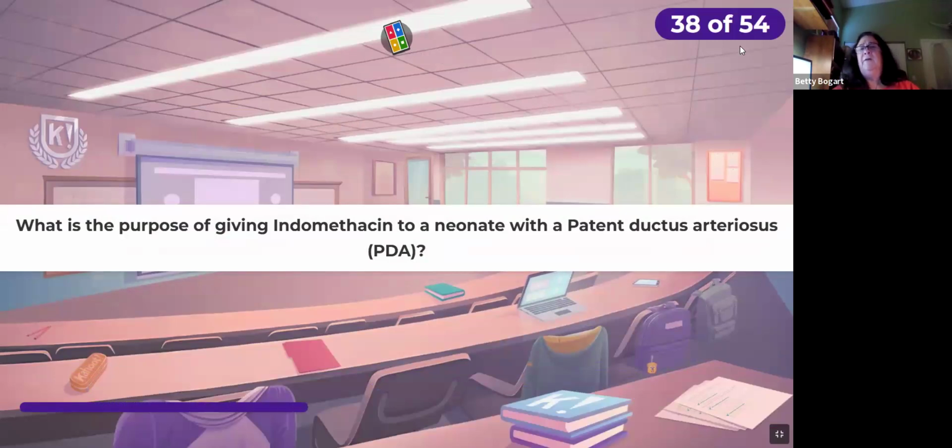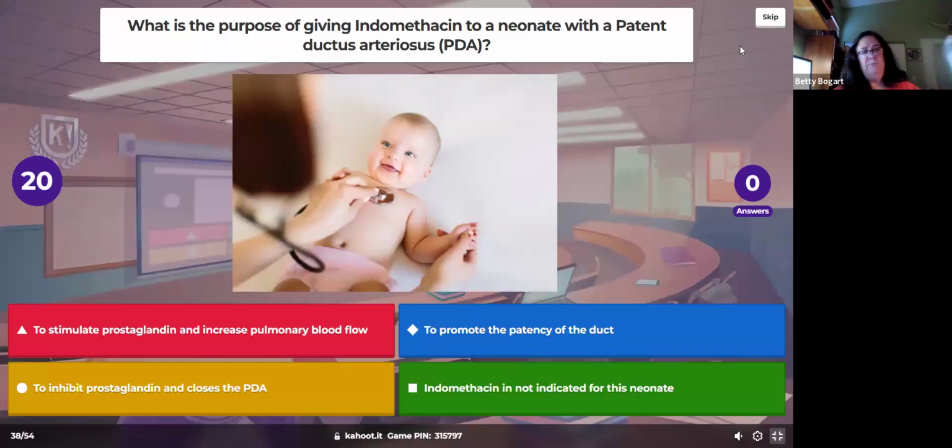What is the purpose of giving indomethacin to a neonate with a PDA? Why do we give indomethacin?